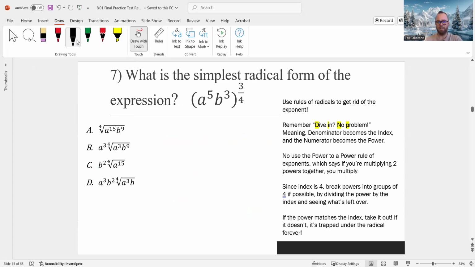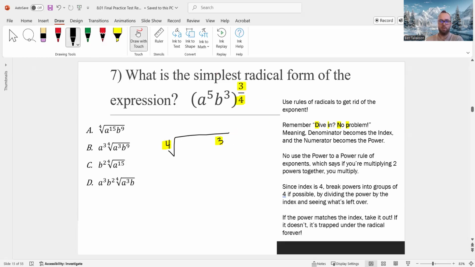The number one step is getting this into radical form. So you know you're going to have a radical sign, and then we follow the saying, dive in, no problem, where the denominator becomes the index. So the denominator, 4, becomes the index, which is that little number up in the corner there. And then no problem, that stands for numerator and power. The numerator becomes the power.